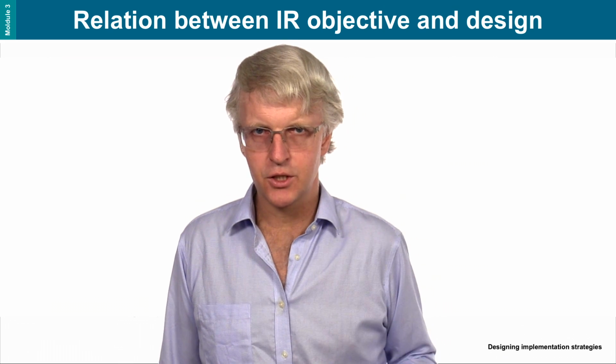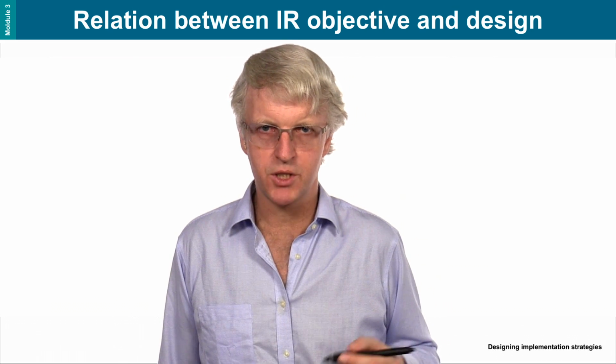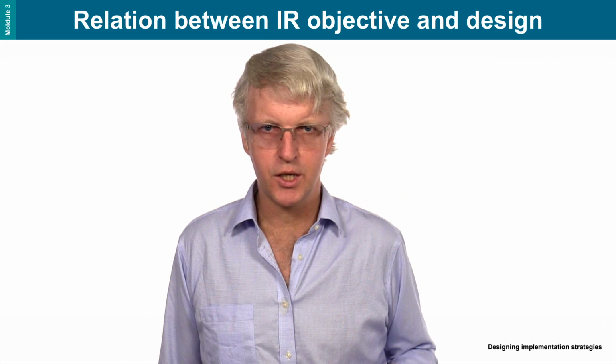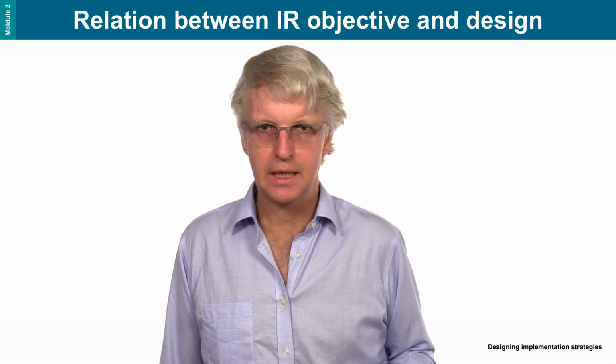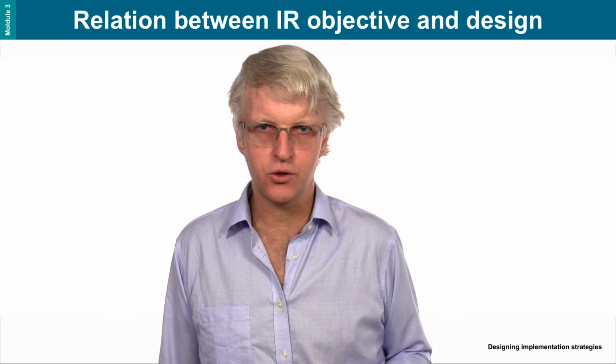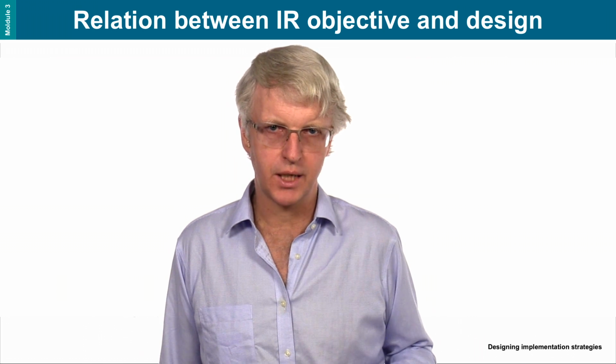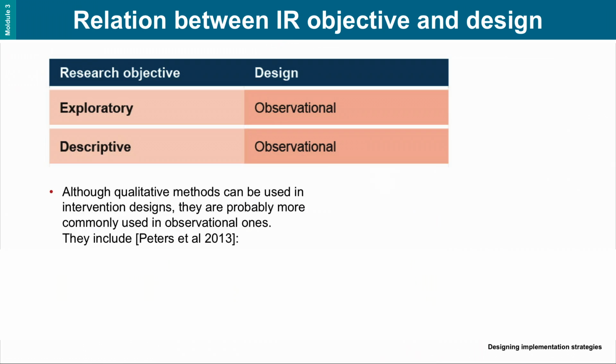Now, in the previous chapter, we saw different kinds of research objectives and the kinds of research questions that go with them. In this slide and the next few ones, we're going to see what kinds of designs might be suitable for each kind of objective. Here we've got exploratory and descriptive objectives. By definition, they don't have anything to do with intervention, so observational designs are more suitable.